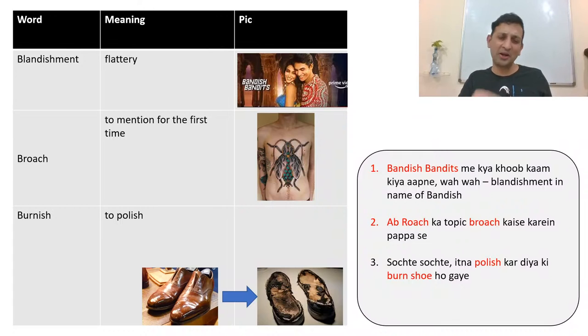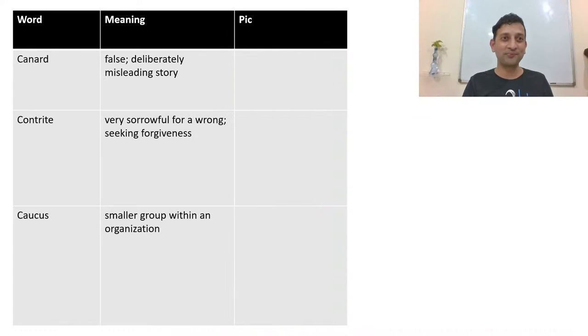Bandish Bandits mein kya khub kaam kiya bhai aapne. Next superstar, blandishment in the name of Bandish Bandits. Ab roach ka topic, how would you broach with your papa? Especially when you have burned a shoe in the name of burnishing his shoe, in the name of polishing, you have burned the shoe. Next set of words.